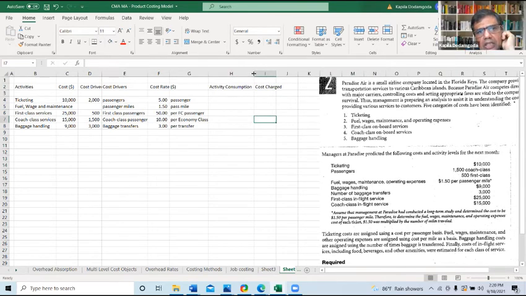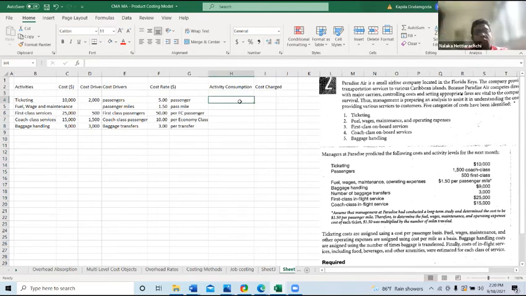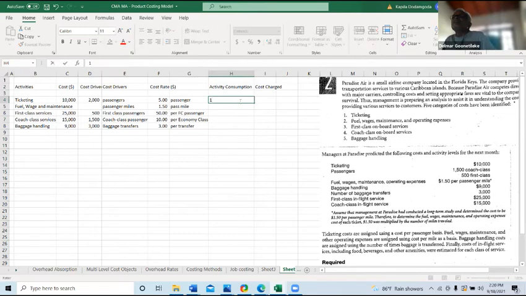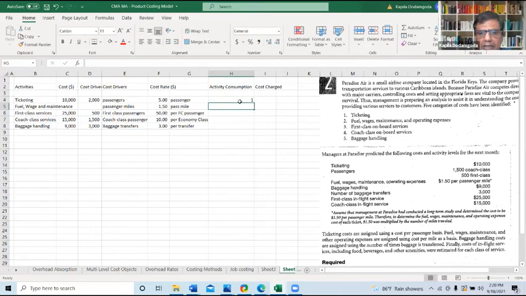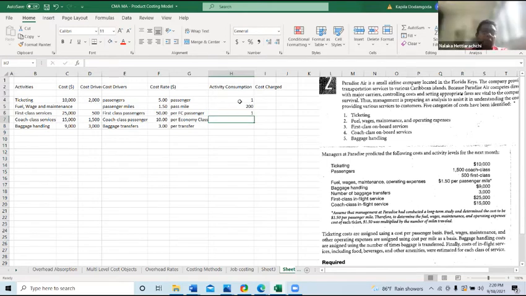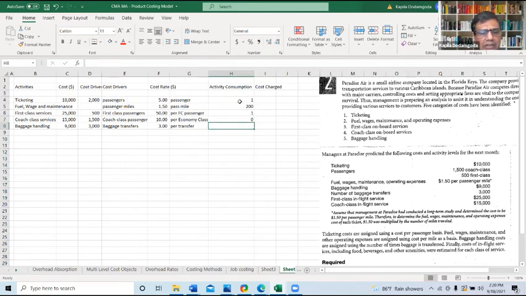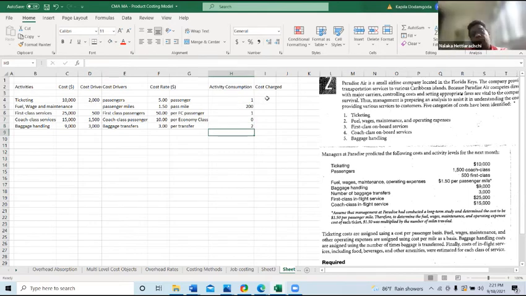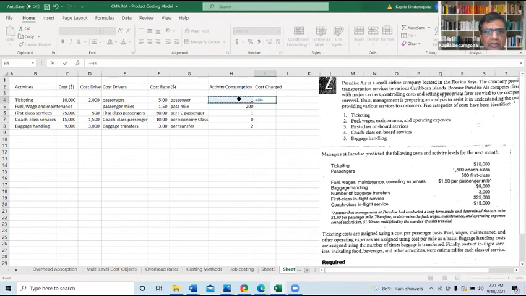Activity consumption and the cost charge. So that is the next thing. If you just quickly do it, what is the activity consumption for ticketing for this particular customer? 1. Passenger miles? 200. First class passenger unit? 1. Coach class? 0. And then the baggage handling? 2. So this is what we have.